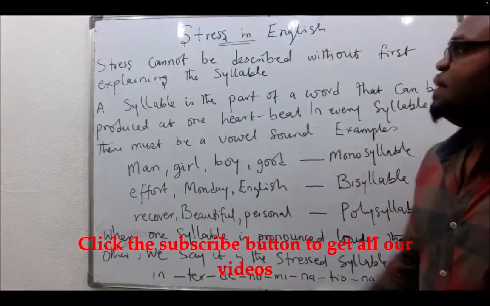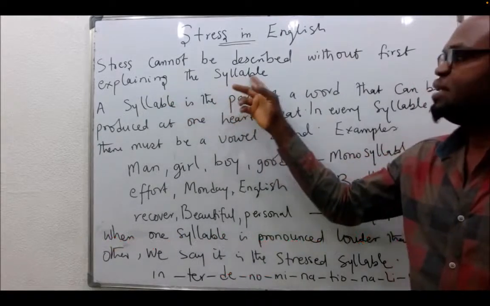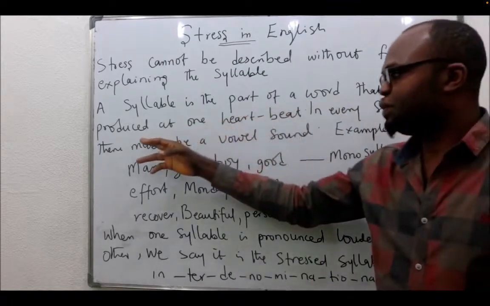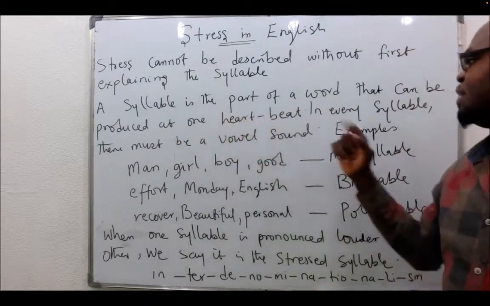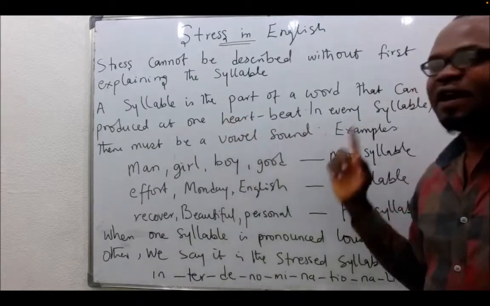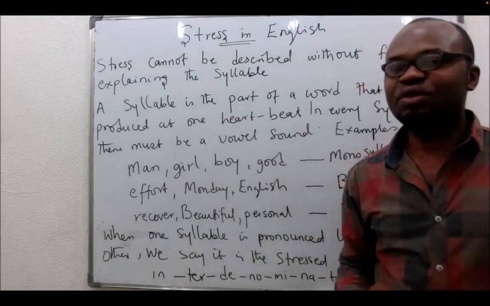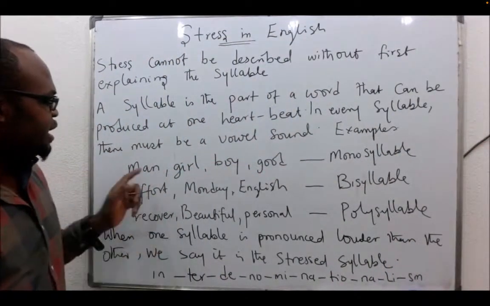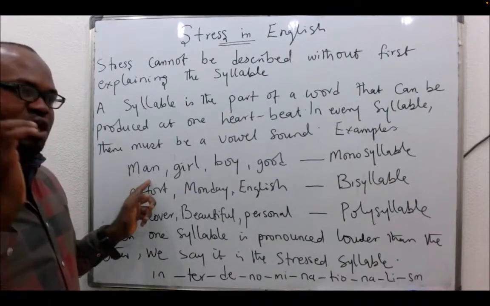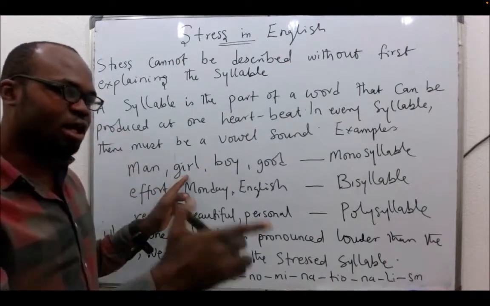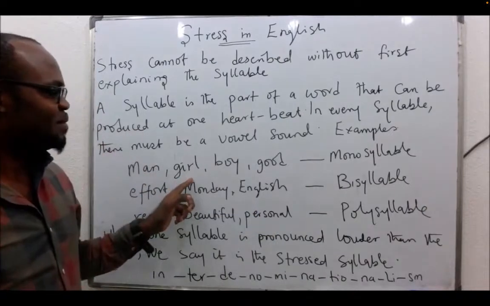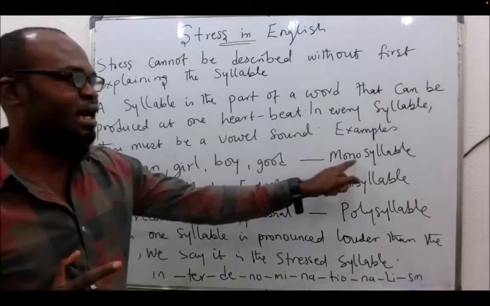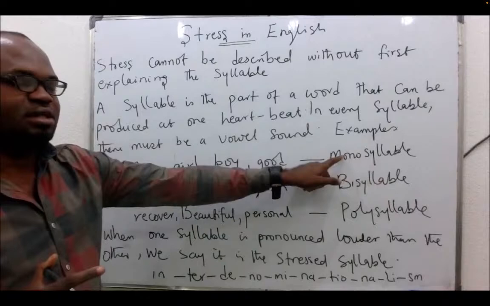Now, stress cannot be described without first explaining syllable. Now, what is a syllable? A syllable is a part of a word that can be produced or pronounced at one heartbeat. In every syllable, there must be a vowel sound. Very, very important. In every syllable, there must be a vowel sound. Now, let's take a look at this to know what a syllable is. If you want to pronounce this word, man, at one go, man, girl, boy, good, they are monosyllabic. So you pronounce them at one heartbeat.